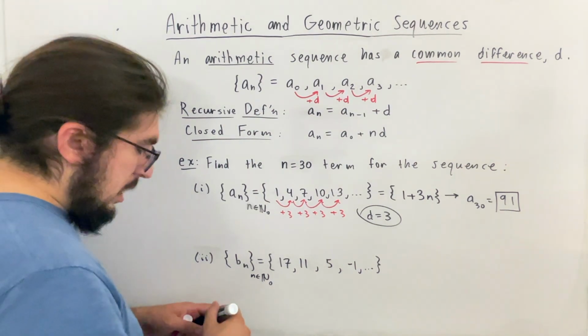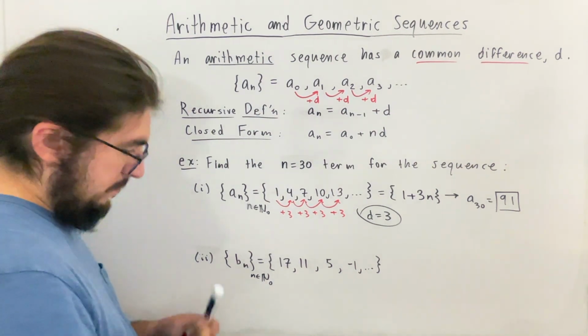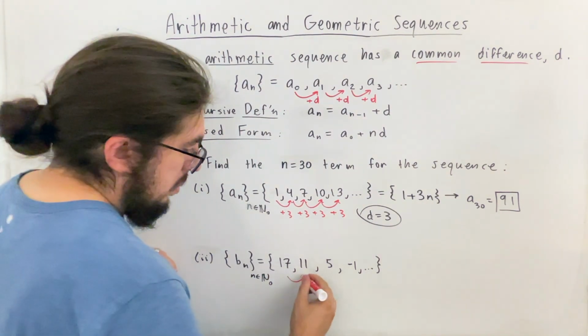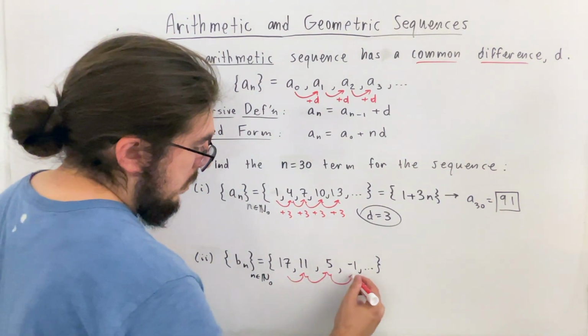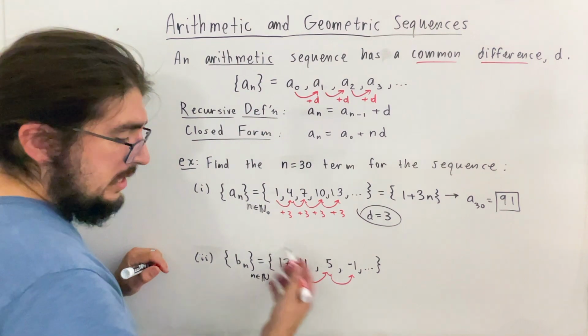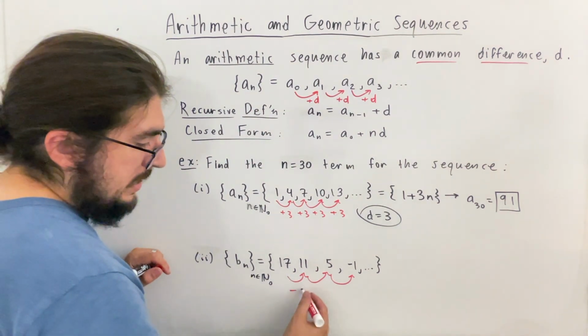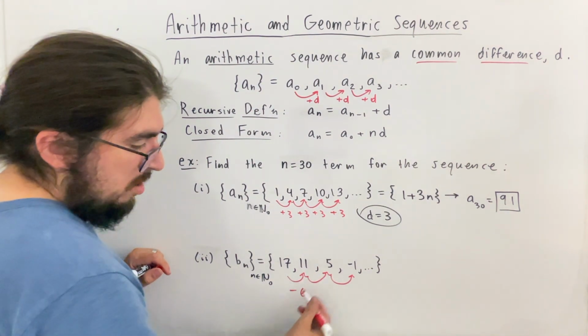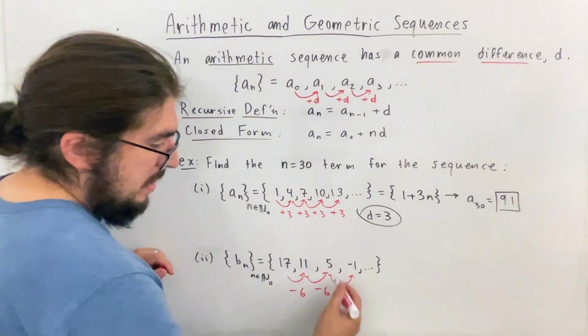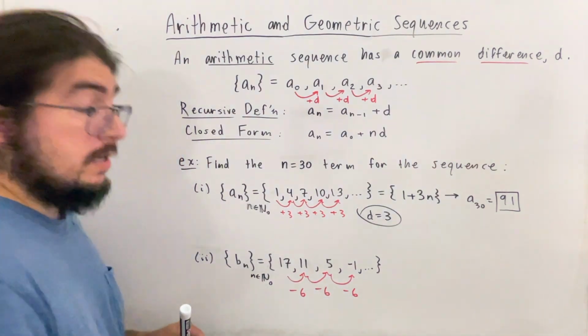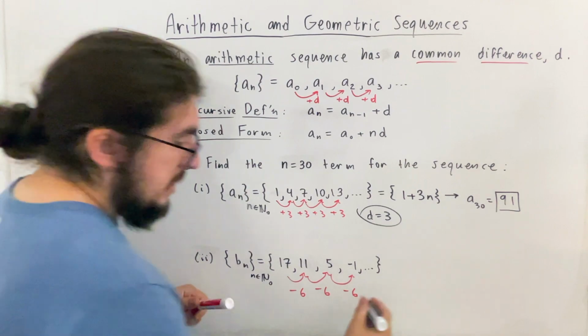So here, what is the common difference? What do you add to get from one term to the next? Well, you're actually subtracting, notice. 17 minus 6 is 11. And does that work all the way through? Let's see, 11 minus 6 is 5. 5 minus 6 is negative 1. That works. So negative 6 is the common difference here.